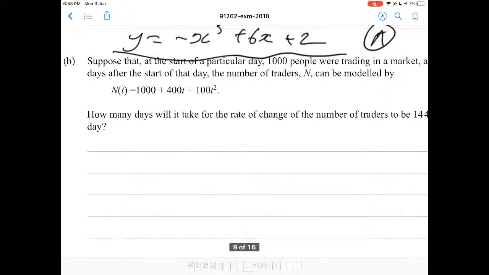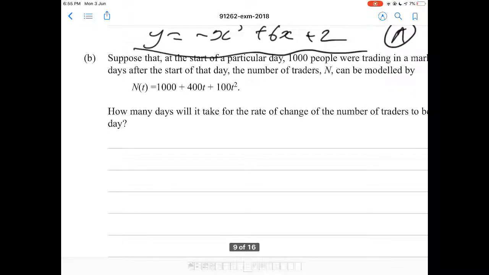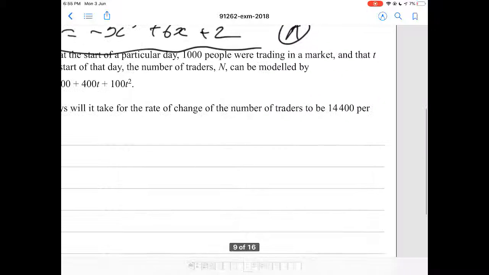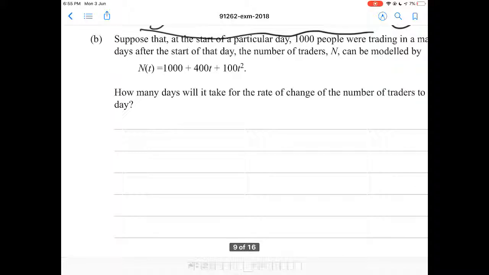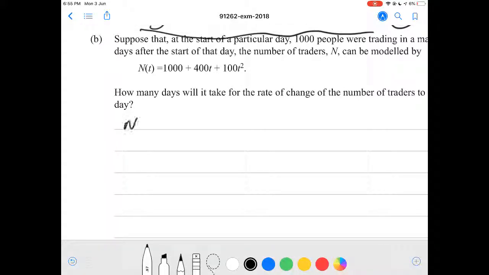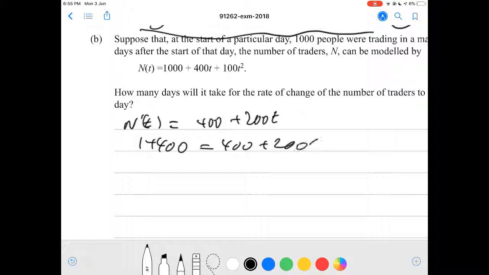Okay, so basically we're gonna find the n dash of t, okay? So we're gonna say that the gradient equals, we're gonna find the gradient function, and then we're gonna make the gradient equal to 14,400, and we're gonna find what time value is that, okay? So we're gonna say n dash of t equals to, 1,000 will be gone, okay? So we're gonna say 400 plus 200t, okay? And 14,400 equals to 400 plus 200t. 14,000 equals to 200t. Therefore, t equals to 70, okay?